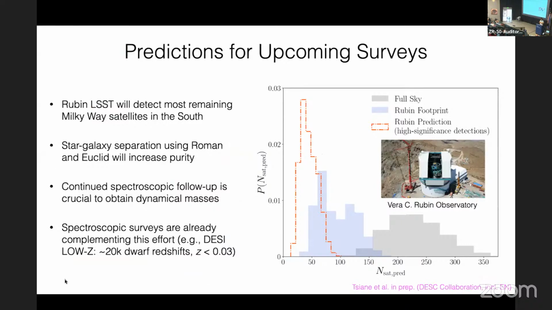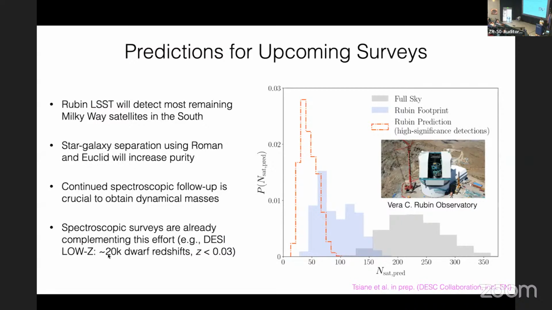Just to end with one specific set of predictions: Rubin is coming, of course, and we predict that LSST will detect most of the remaining Milky Way satellites in the southern hemisphere, roughly 50 to 100 new dwarf galaxies in the south. Rubin alone can be prone to false positive detections. You need better distances to these systems, so better star-galaxy separation from Roman and Euclid will really help here. And of course, continued spectroscopic follow-up at high resolution is important to obtain the dynamical masses of these systems.